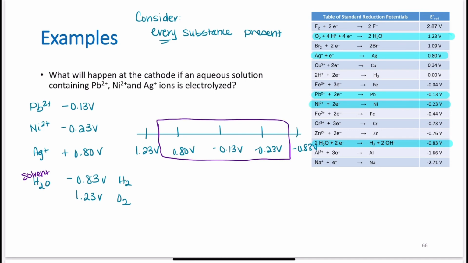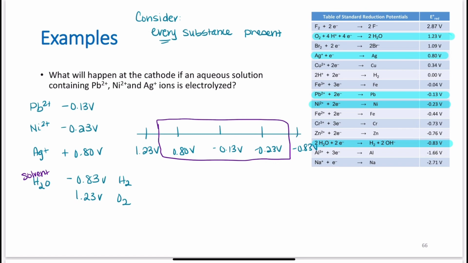If I go to too high of a potential or too low of a potential, I will break down water. But I don't want to. I want to try to plate out these substances instead. And so by doing that, the one that wants to be reduced the most is going to plate out first. The one that wants to be reduced second will be plated out second. The one that doesn't care as much will be plated out third. And eventually, if I run the potential too positive or too negative, I will actually break down water and form hydrogen gas or oxygen gas.